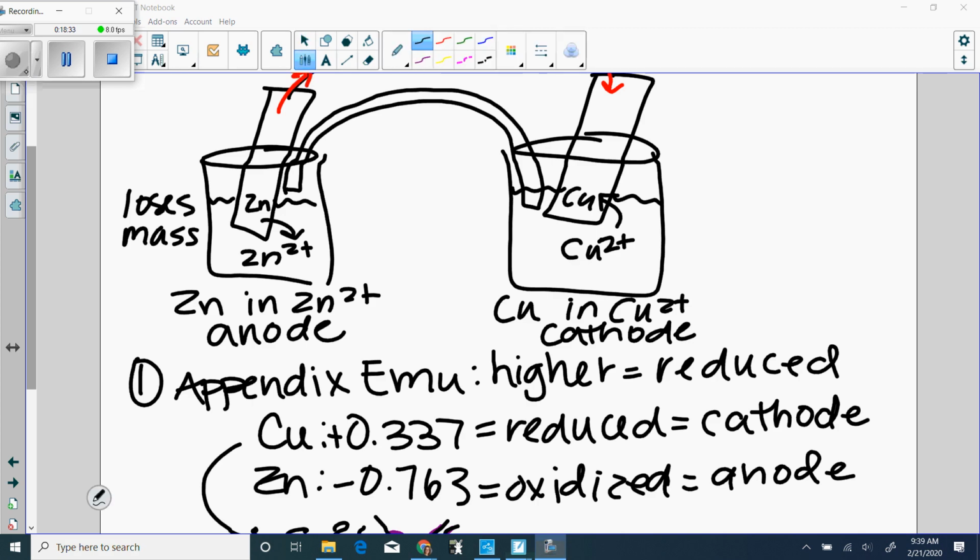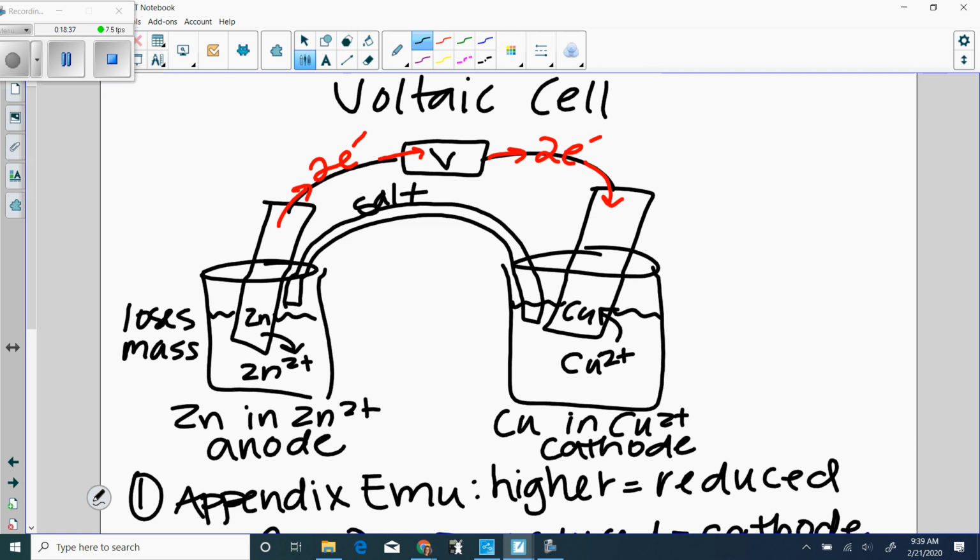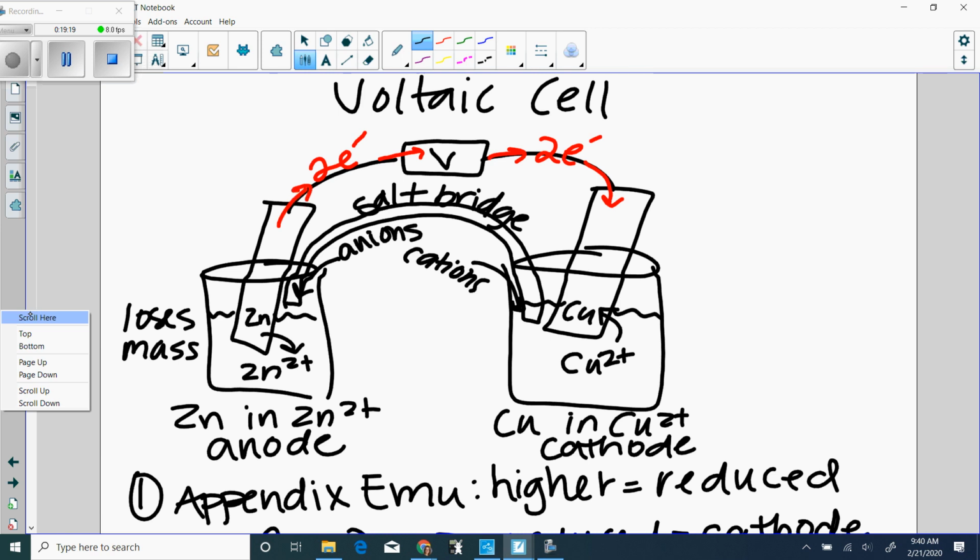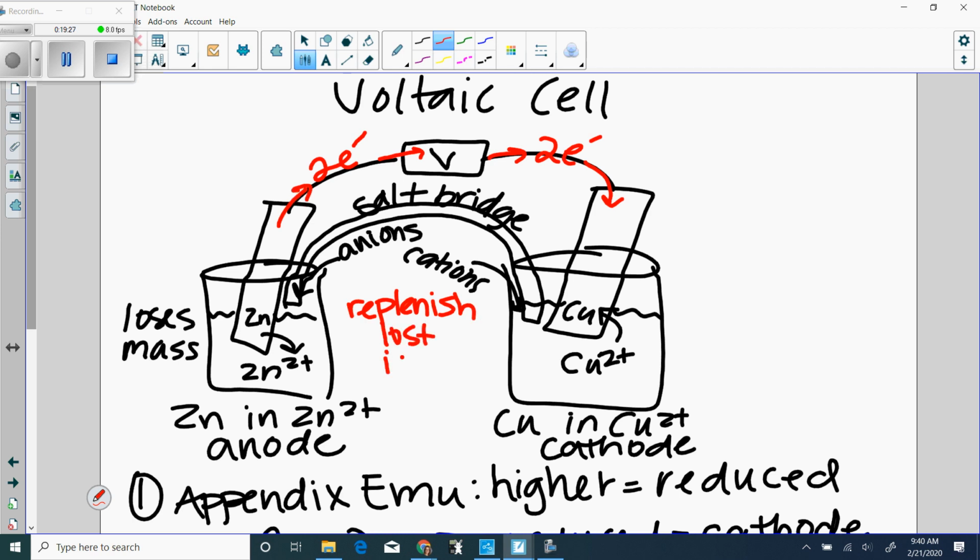The salt bridge. You're going to label this salt bridge. Likely on the AP exam, you'll be given a blank picture, and you just have to fill in all the stuff. Sometimes it's just a blank picture of the salt bridge, and you have to fill in what's going on in the salt bridge. So the salt bridge just has any kind of ionic compound. I did sodium chloride just because it's cheap. What you need to write is the anions go toward the anode, and the cations go toward the cathode. And all it does is complete the circuit so they can just keep flowing around and around. The anions toward the anode, the cations towards the cathode. And the words are to replenish lost ions. Those are the words.